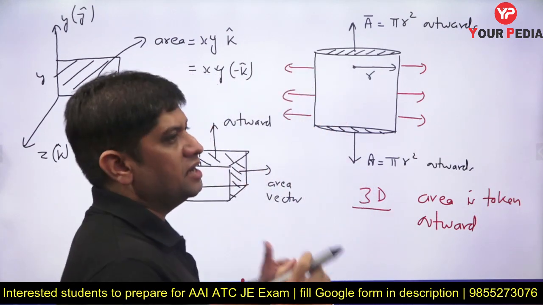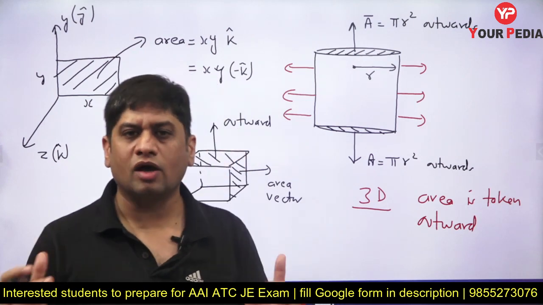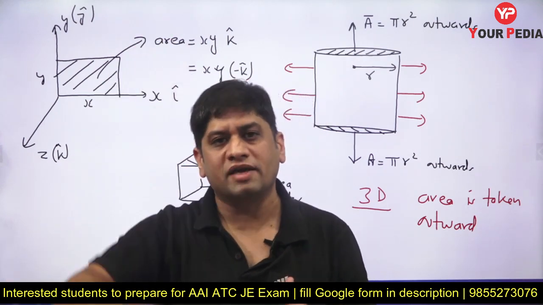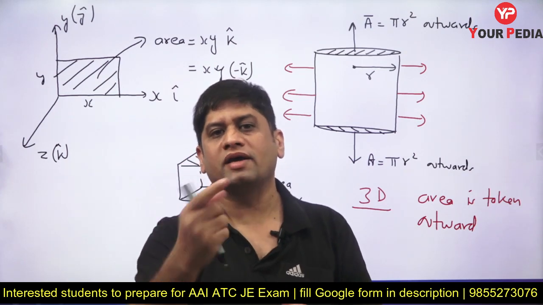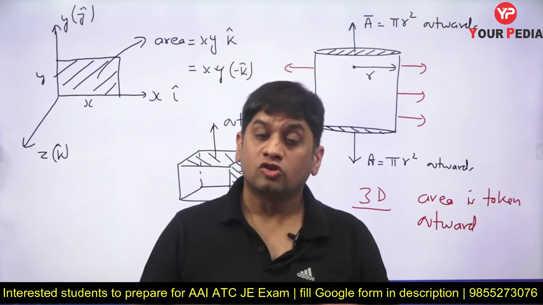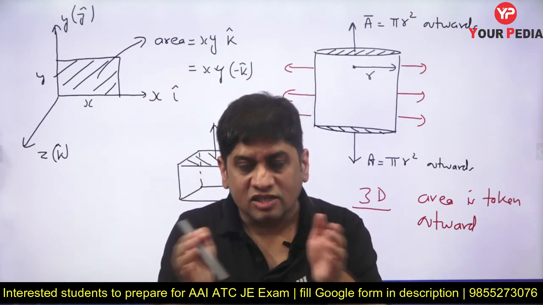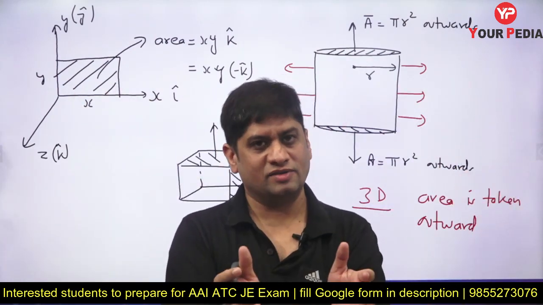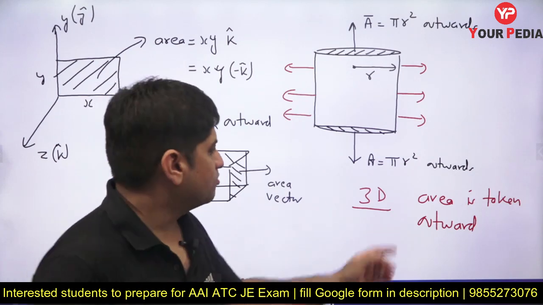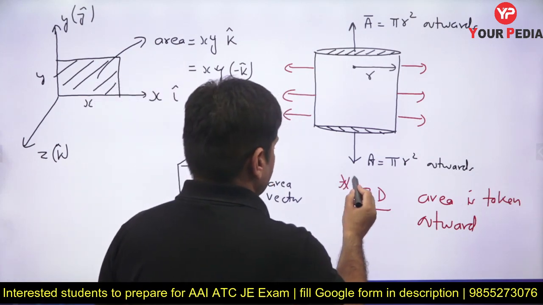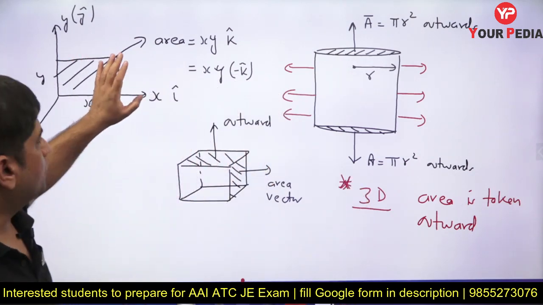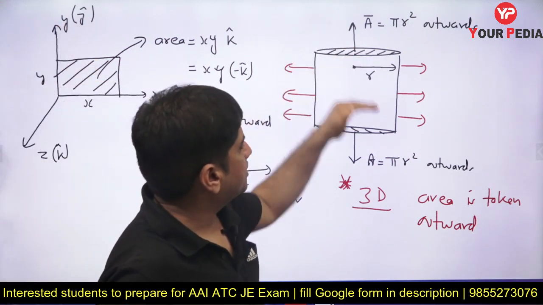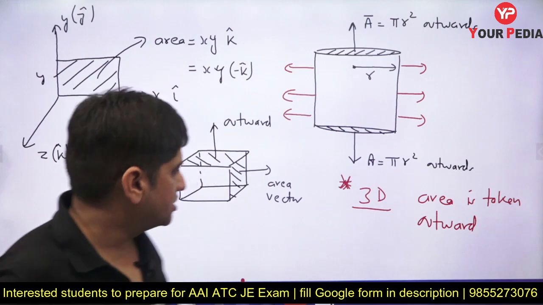So there are three areas of the cylinder. How do you calculate the surface area of the cylinder? Pi r square, pi r square, 2 pi r into L, right? So the direction of all these three areas is outward, it is not inward. That is the most important thing for 3 dimension. For 2D it does not matter whether outward or inward. But for 3D it is always taken outward. I hope this is clear to you.